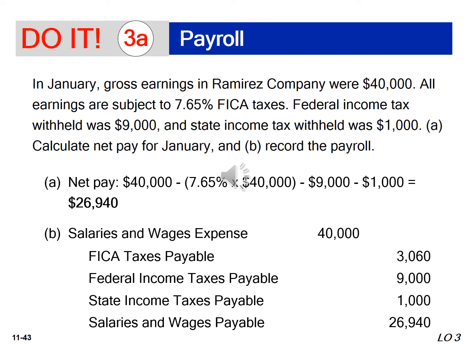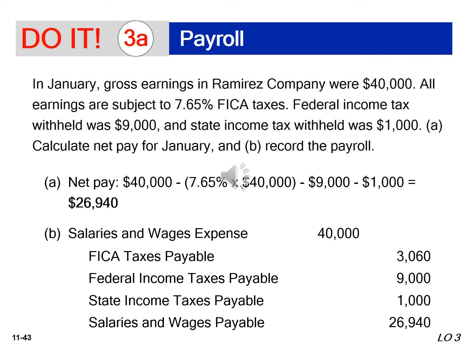So first, we want to calculate the net pay. We'll take the gross earnings, which is 40,000, and then deduct all the deductions, starting with FICA taxes. So we'll multiply 40,000 by 7.65%, which is the rate, and also subtract the federal income tax of 9,000 and subtract the state income tax of 1,000. Doing the calculation, we will get a net pay of $26,940.